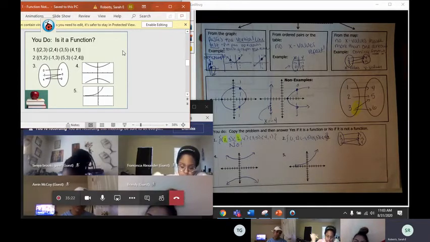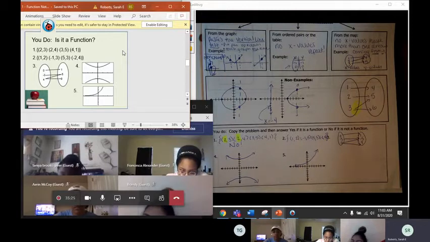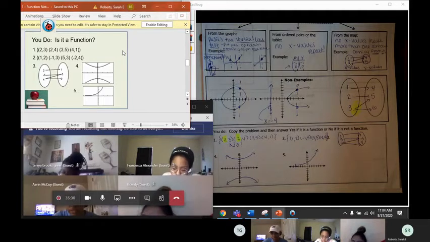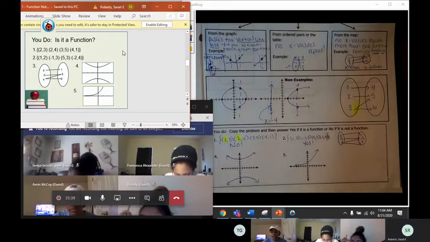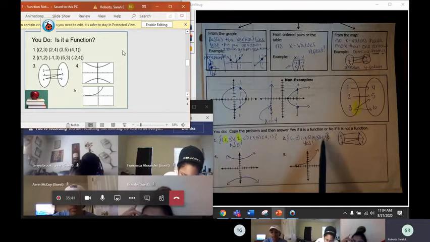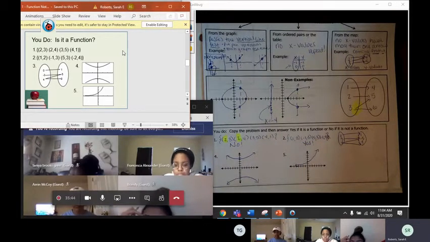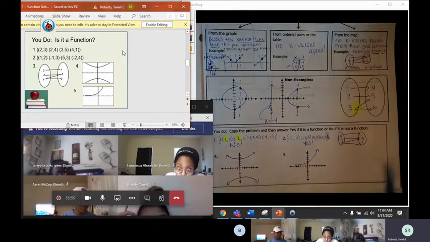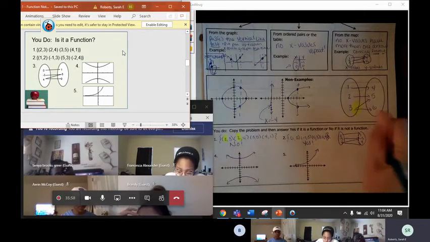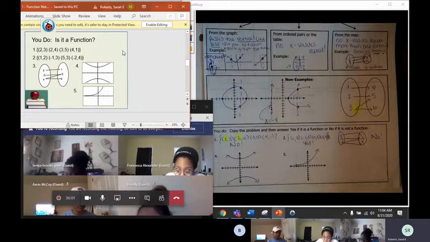Very good, Francesca. Thank you. Aaron, pick 2, 3, 4, 5 and do it for me. Number 2 is yes, it is a function. All right. Why? Because none of the x values repeat. Exactly. We have 4 distinct x values. Very good. Tanaya, can you pick 3, 4, or 5 for me? 3. All right. What about number 3? It's not a function. Why not? Because 4 go to 5 and 9.